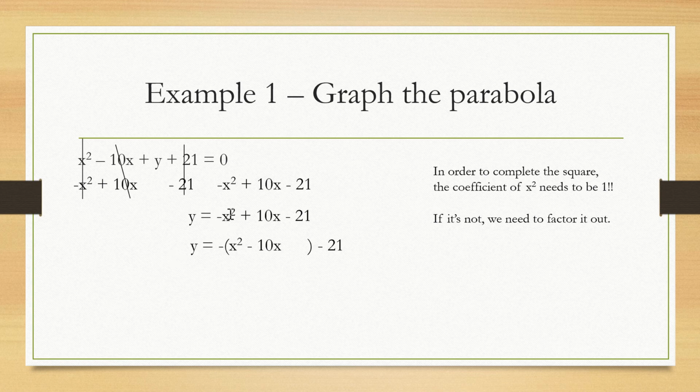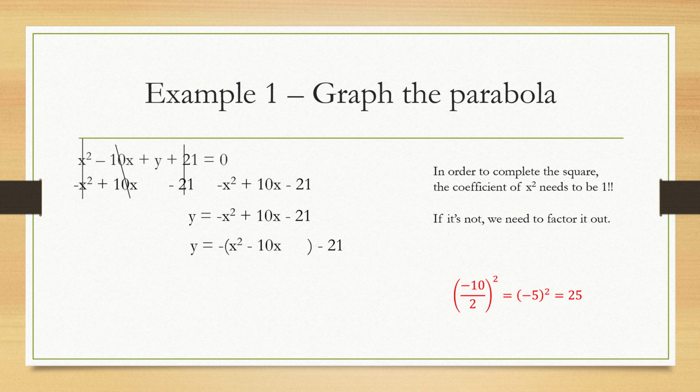We take the negative 1 right here and factor it out from these two terms. We factor it out of the x squared and out of the 10x, and then we get negative 10x right here. Notice that when you distribute the negative to both of these, you get the original equation. So we factored out a negative 1 from the first two terms. Now inside this parentheses, the coefficient of x squared is 1, so we can complete the square.